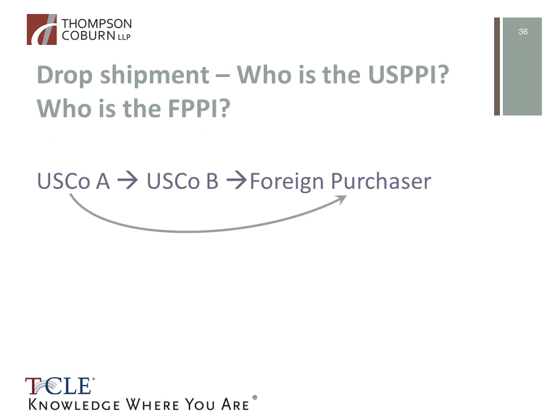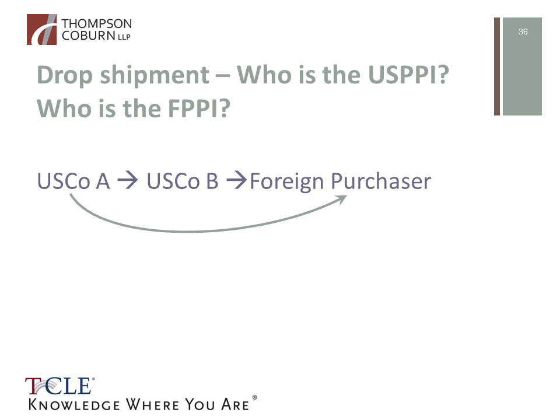A couple more examples. These have always been highlighted and have generated a lot of questions. The drop shipment. So who is the U.S. principal party in interest? Who is the foreign principal party in interest? And I'm going to throw out which value is the correct value for export reporting. So we have U.S. Company A selling goods to U.S. Company B, who's selling goods to a foreign purchaser, and U.S. Company B directs U.S. Company A to ship the goods directly to the foreign purchaser.